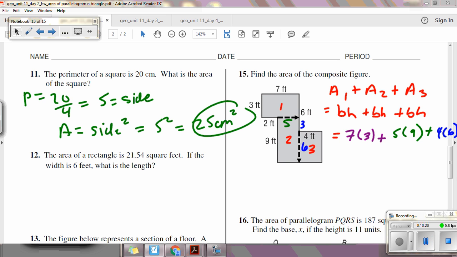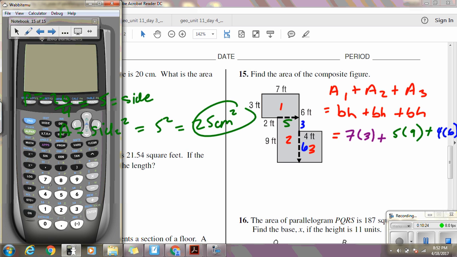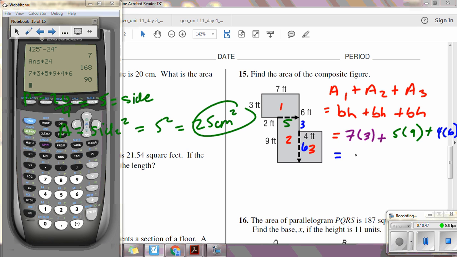And then now I can grab my calculator, type all this in one line. 7 times 3 plus 5 times 9 plus 4 times 6. 90. So the total area is 90 feet squared.